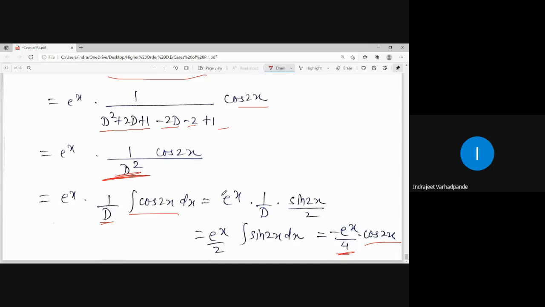So the complete general solution will be given by y is equal to CF plus PI. Can you complete the answer?